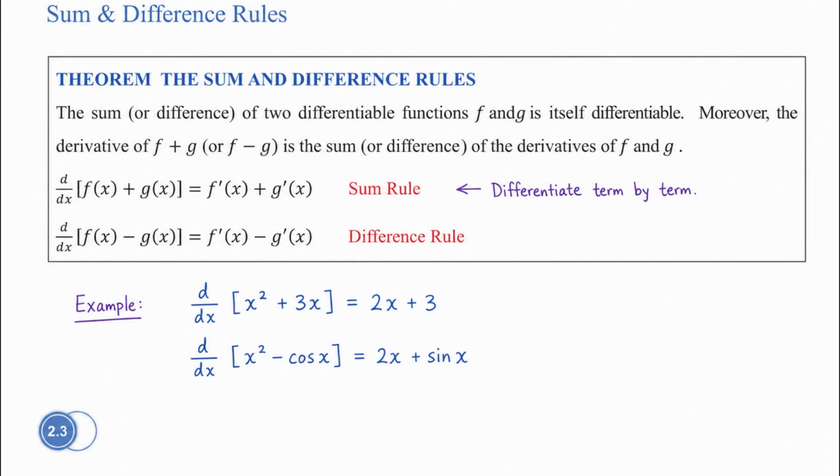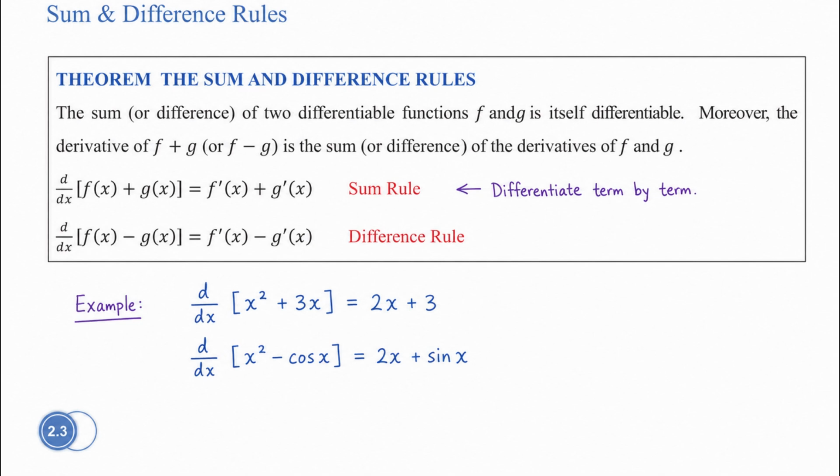Next are the sum rule and the difference rule. These rules say that if we add or subtract two differentiable functions, we can just differentiate term by term. So the derivative of f(x) plus g(x) equals f prime of x plus g prime of x, and the derivative of f(x) minus g(x) equals f prime of x minus g prime of x. This is a very convenient rule because it lets us break a function into simpler parts.